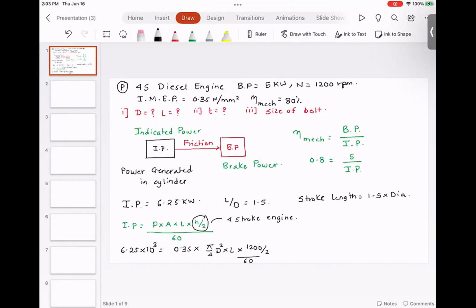As you know, L by D ratio is 1.5. This equation can be substituted here, and the entire equation will be in terms of D. Once you solve, these are the answers. So you get diameter as 115 and you get the stroke length at 172.